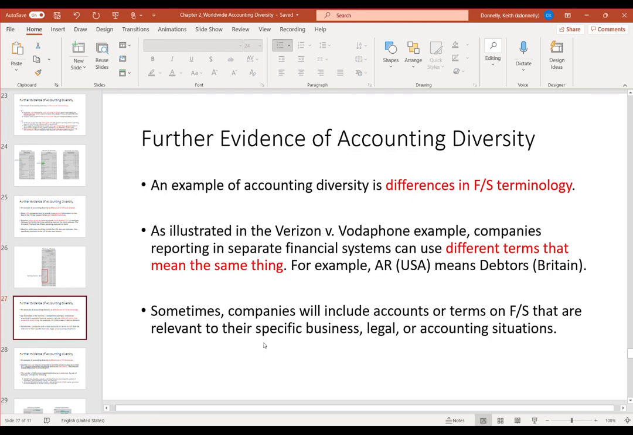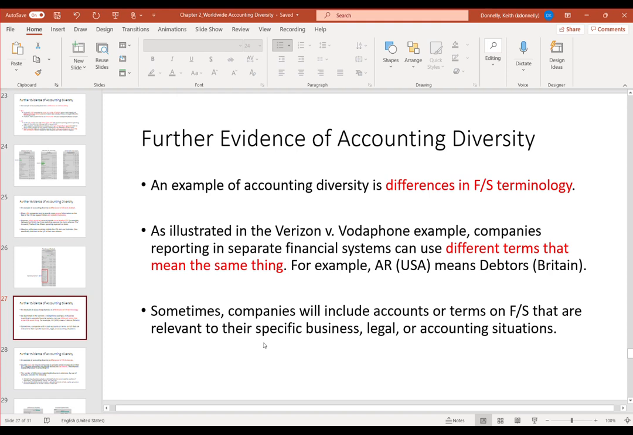Next one here, terminology. We looked at this, right? So for example, when we looked at the Verizon financial statements versus the Vodafone, in the US we call it an account receivable. But in Britain, they call it a debtor. So it's all a function of the country you live in, the rules you have. Don't assume, here's one thing, we've talked about, there's differences. AR means this, debtors means that, they're functionally the same.